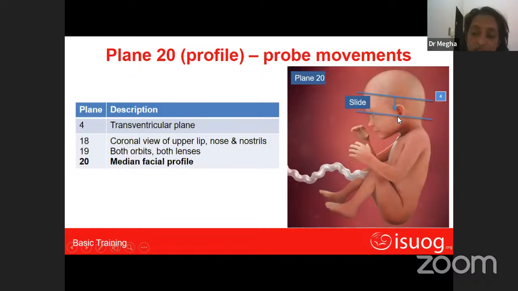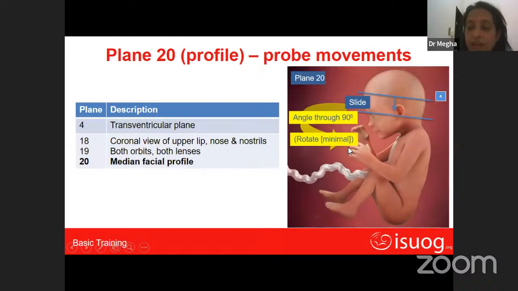To see the orbits, we had slid our transducer along the narrow axis and dipped to see the other orbit to get an occipital posterior position of the fetal head. To get the profile, you have to angle your transducer through 90 degrees, sliding it towards the face at the same time. And you may have to rotate it minimally. So let's see what this minimal rotation means a little later.